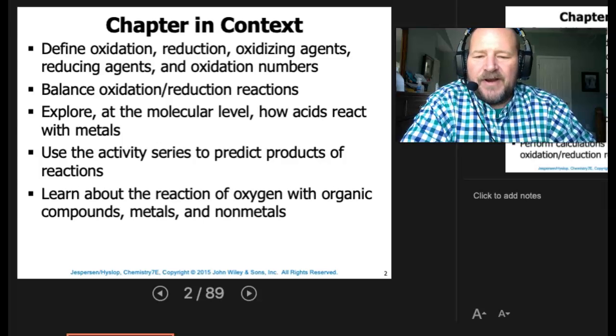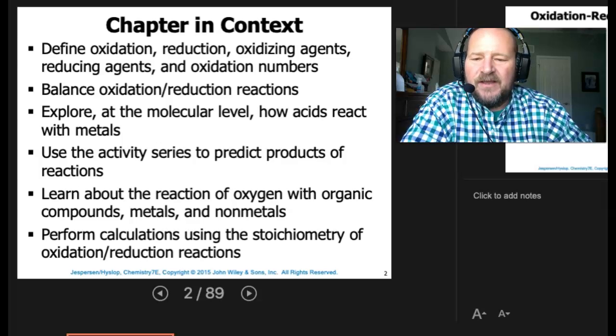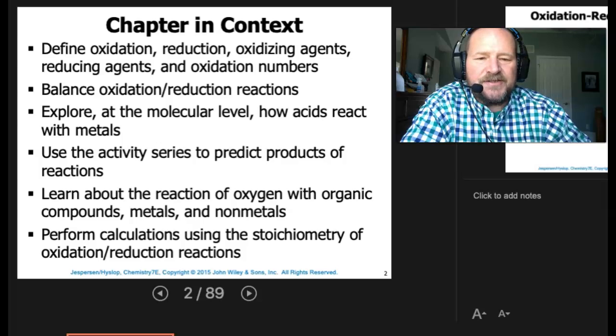Then we're going to learn about the reaction of oxygen with organic compounds, metals, and nonmetals. So basically combustion. Combustion is a subset of oxidation and reduction. And then, of course, here comes our good old friend, stoichiometry, how to perform the calculations using the stoichiometry of now oxidation and reduction reactions.